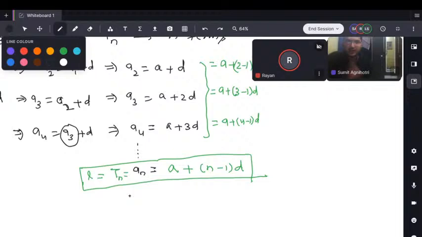I started with putting n being 1 and I got a2 minus a1 equal to d. Then I substituted n being 2 here and I got a3 minus a2 equal to d. Following this pattern, we concluded it is going to be a plus n minus 1 into d. It is nth term, and Sn is going to be n over 2 times twice of a plus n minus 1 d, or simply n over 2 first term plus last term.